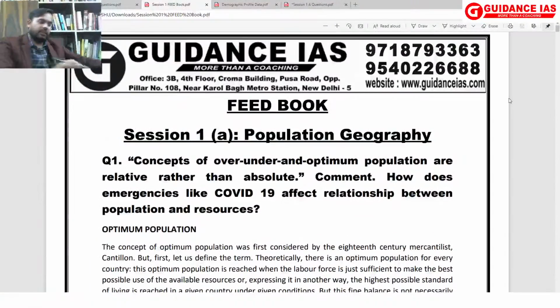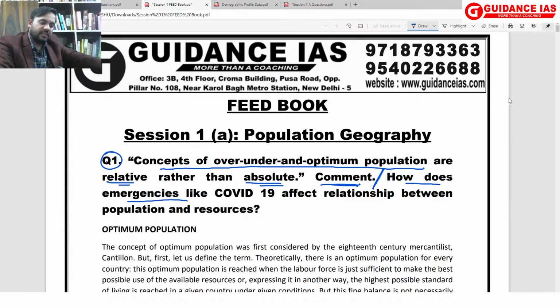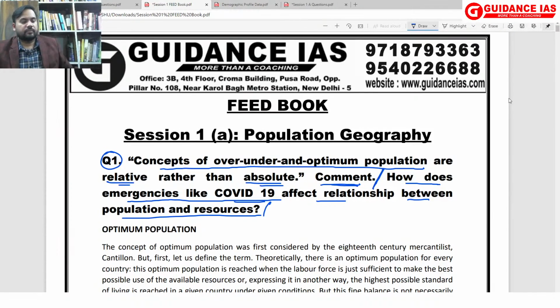Here the question number 1 is: concepts of over, under and optimum population are relative rather than absolute. Comment. Then there is a second part also: how do emergencies like COVID-19 affect the relationship between population and resources?